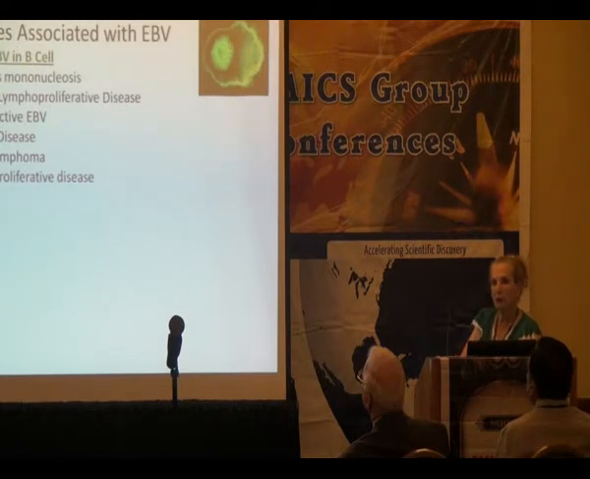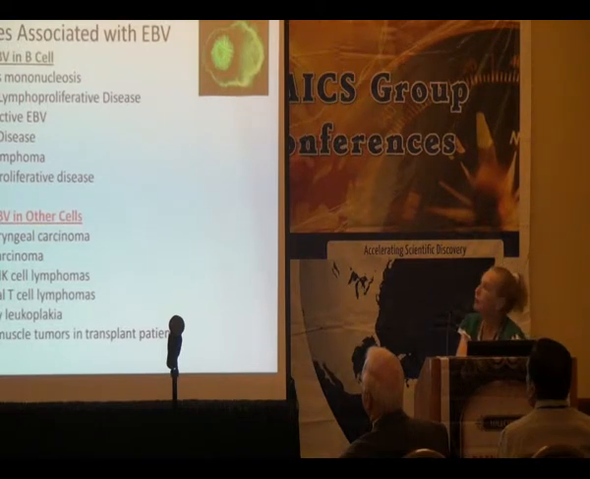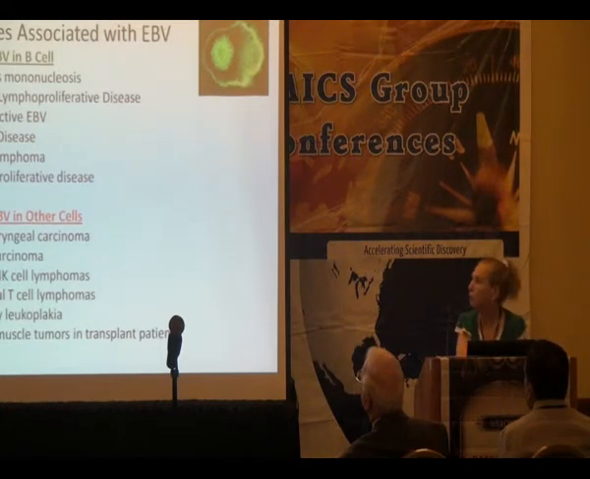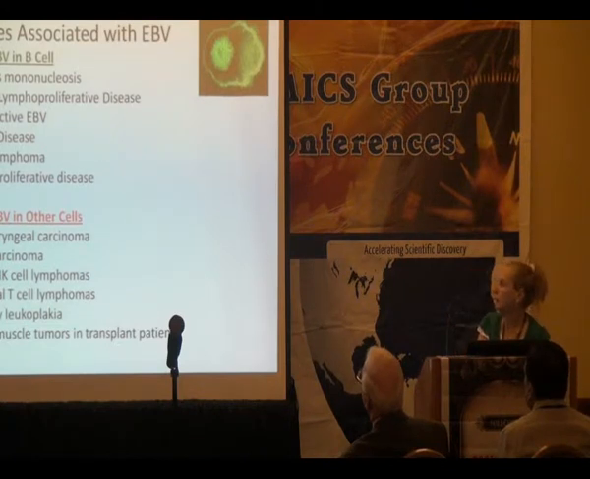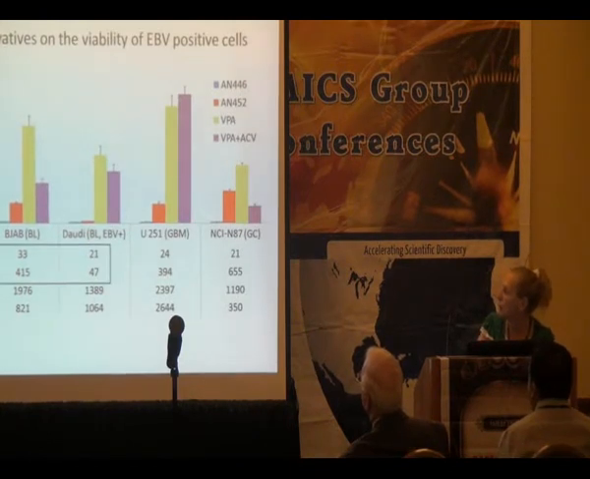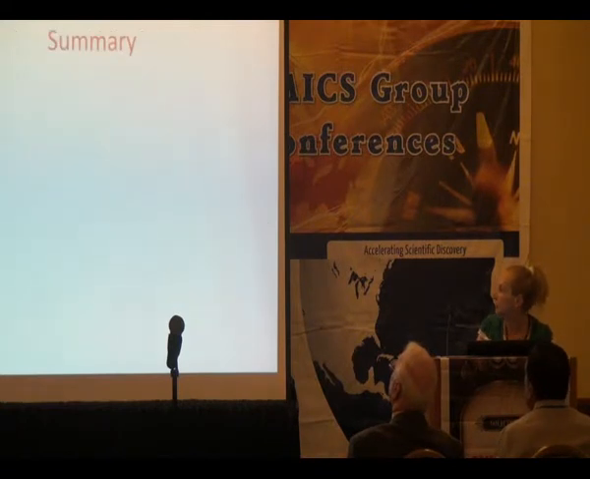I probably will not have time to cover that. I just want to say that AN446, which has acyclovir in its structure, affects selectively EBV-associated malignancies, and EBV-associated malignancies are a major problem. In nasopharyngeal carcinoma, 95% of them are EBV positive. In gastric carcinoma, at least 10% of them. And our drug selectively affects the cells that harbor EBV.